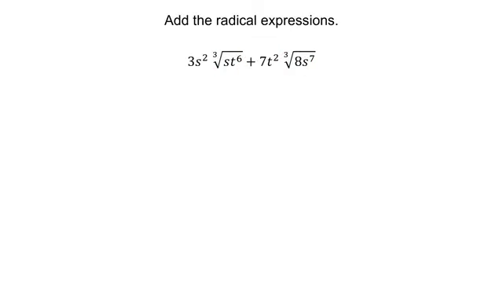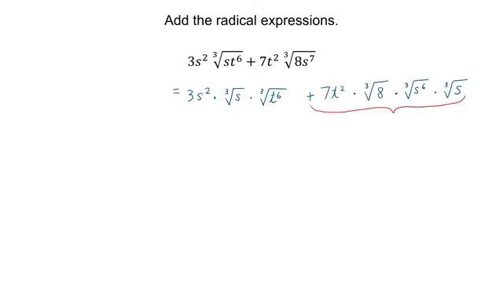But let's make sure that both of these radicals are fully simplified. We could rewrite the first expression as 3s squared times the cube root of s times the cube root of t to the 6th. And we can rewrite the second expression as 7t squared times the cube root of 8 times the cube root of s to the 6th times the cube root of s. Continuing to simplify, the first expression gives us 3s squared times the cube root of s times the cube root of t to the 6th. But the cube root of t to the 6th is t squared.